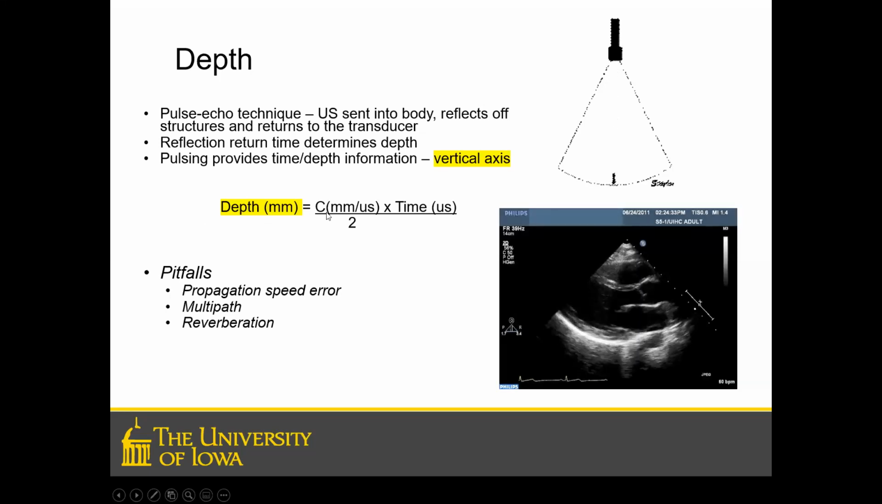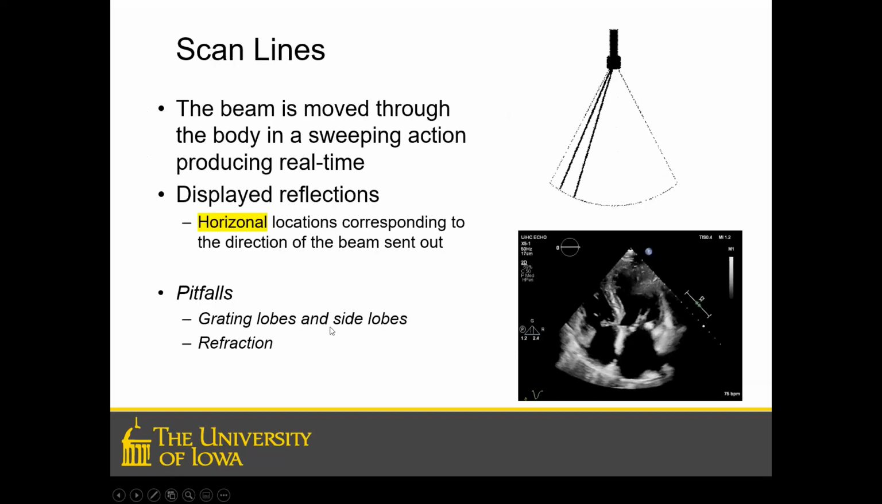Depth is equal to the propagation speed of the sound in soft tissue times this reflection return time, of course, divided by 2. So the potential errors in this have to do with if the propagation speed is not the assumed 1540 meters per second of soft tissue, or if the return time is off because of multipath or reverberation situations. And we'll look at artifacts from all of these areas.